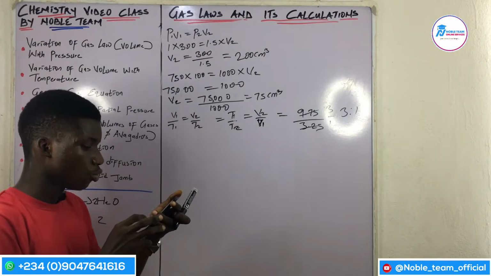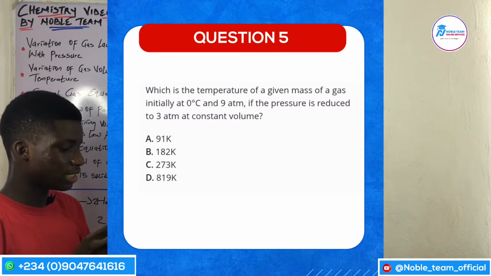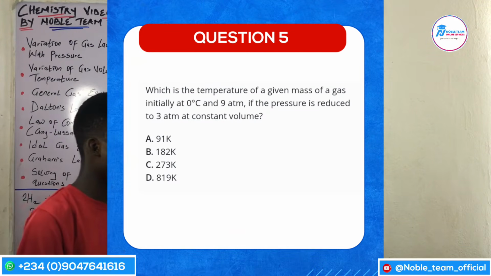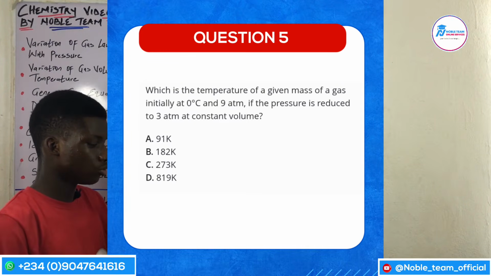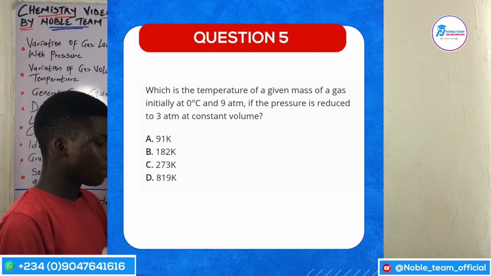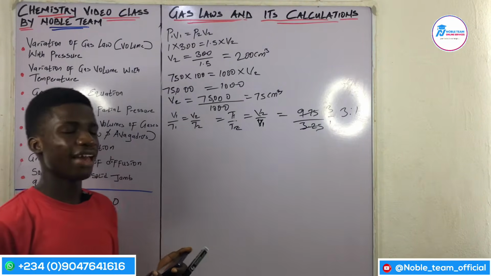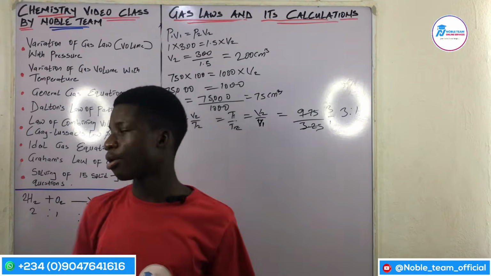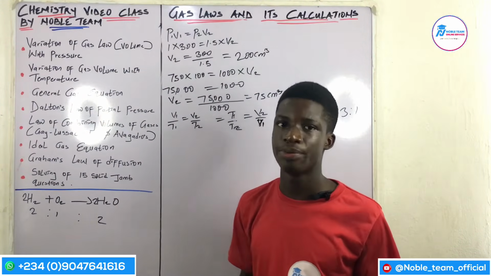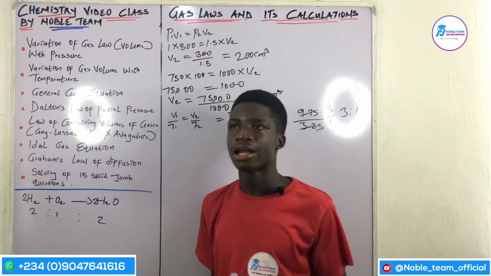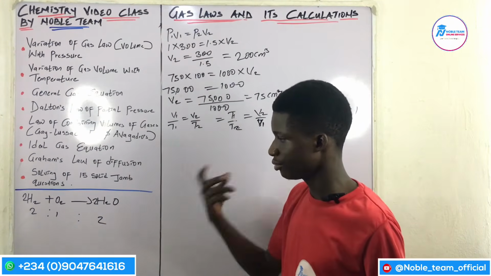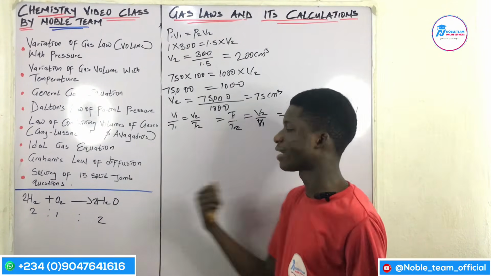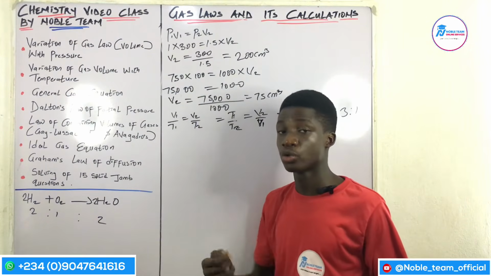So question 5: what is the temperature of a given mass of a gas, which is initially at 0 degrees Celsius and 9 atm, if the pressure is reduced to 3 atm at constant volume? So we have it to be 0 degrees Celsius. And remember when I said that we are not solving with temperature in Celsius, we are solving with the Kelvin state. Once you are given anything in degrees Celsius, you convert it back to Kelvin.